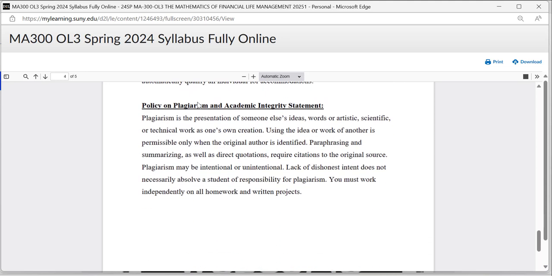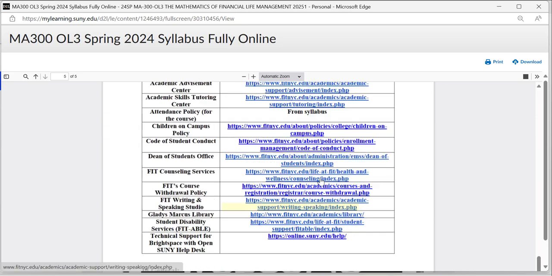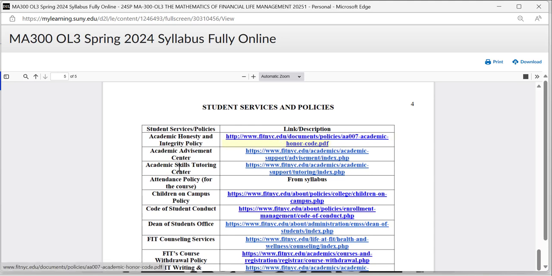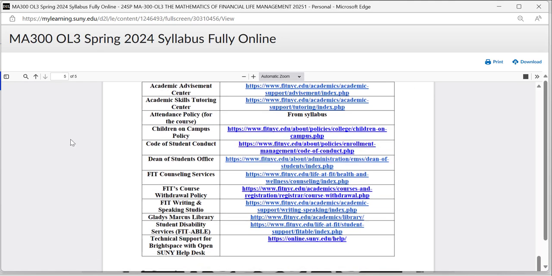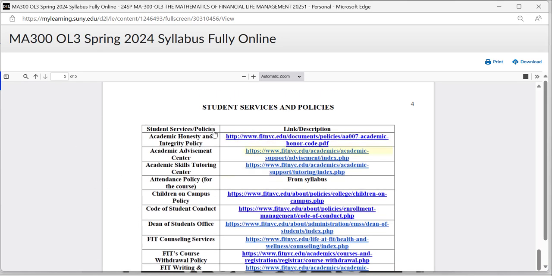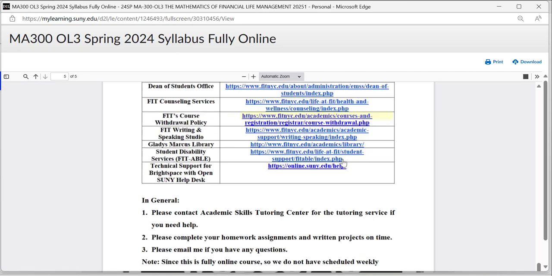And again, in terms of policy on plagiarism, you're supposed to work on all the homework assignments and written projects on your own, right? And you can get help on your homework assignments from the Tutoring Center, but a written project must be completed by yourself. That's very important. And if you need some special service from a different department or different support groups, you can look it up here under student services and policies.